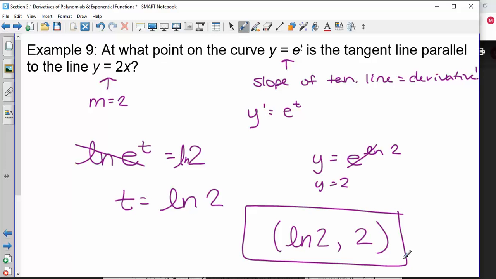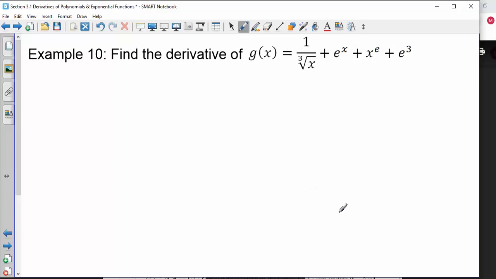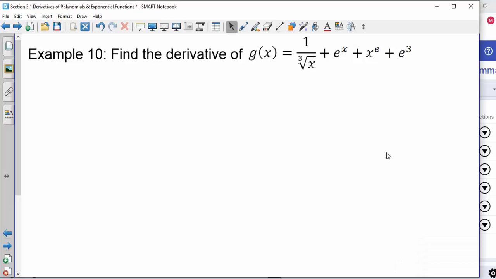The last 2 slides on here are just more practice with derivatives, but they're ones that you may have to simplify a little bit first. So I would like for you to take a couple minutes and try these 2 problems, please. Simplify first, then do your derivative.